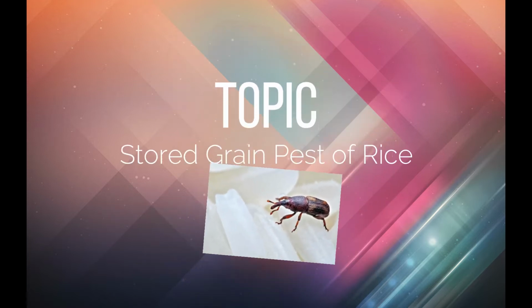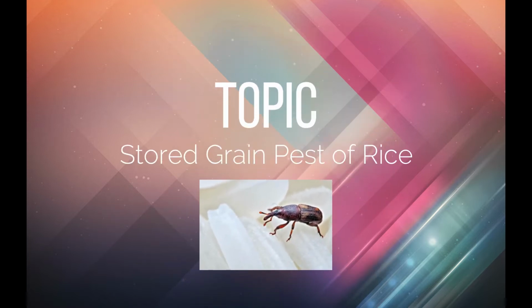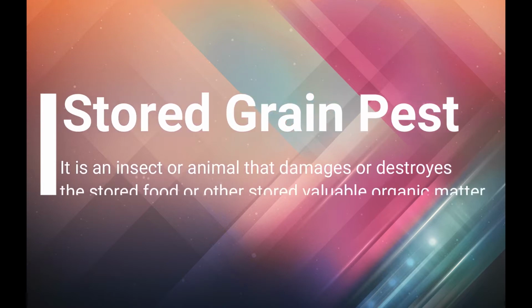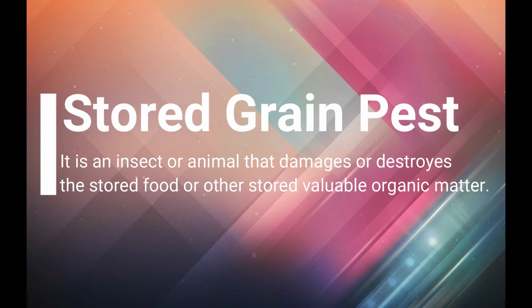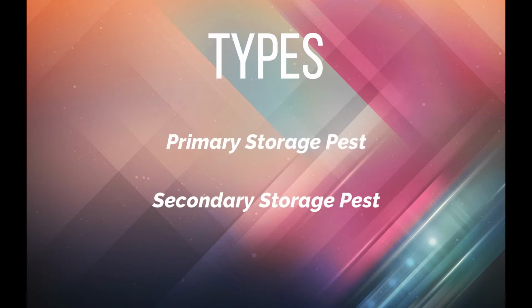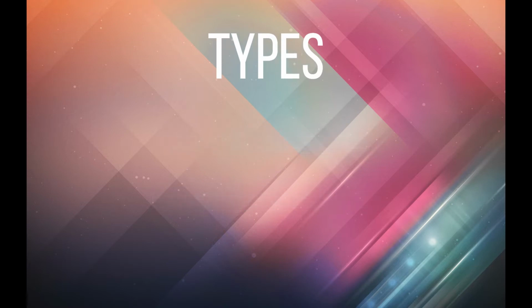Today I am going to elaborate about the stored grain pest of rice, that is rice weevil. First of all, I am going to define stored grain pest. Stored grain pest or storage pest is an insect or animal that damages or destroys the stored food or other stored valuable organic matter. They are of two types, primary storage pest and secondary storage pest.